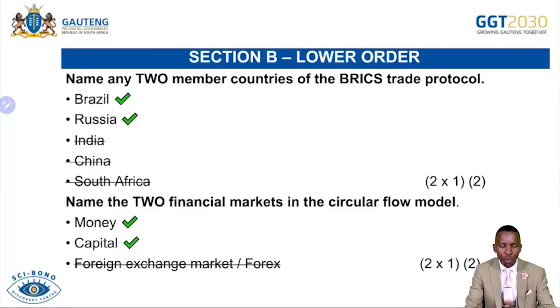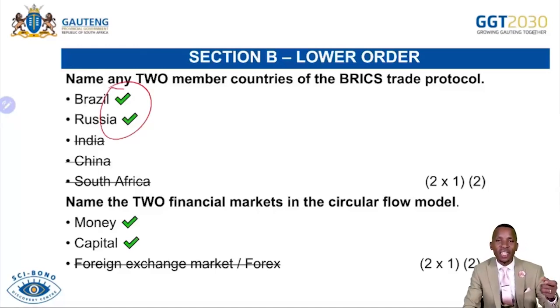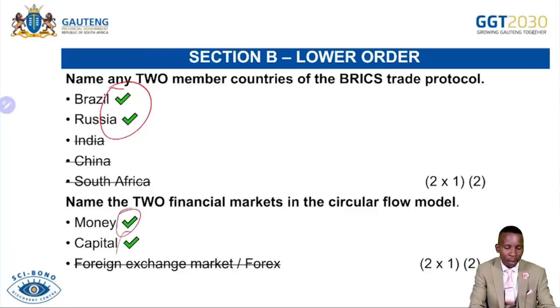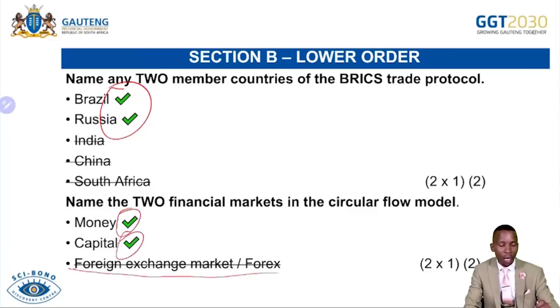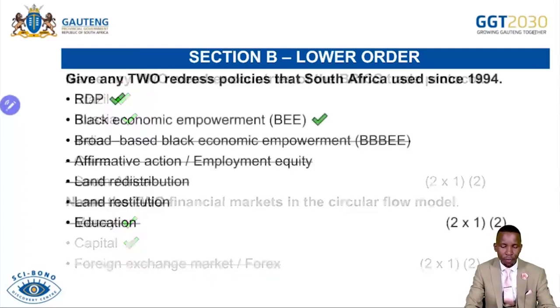And then: name any 2 member countries of the BRICS trade protocol. And then we have 5 of them: Brazil, Russia, India, China, and South Africa. We mark these 2. So avoid giving extra answers that are unnecessary, because it's time consuming also. Name 2 financial markets in the circular flow. Then we have the money market and capital market. So if you add this one, it gets to be out, because now we needed only 2.